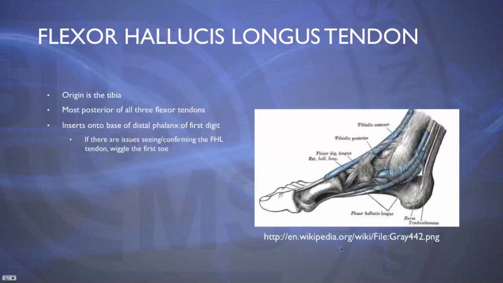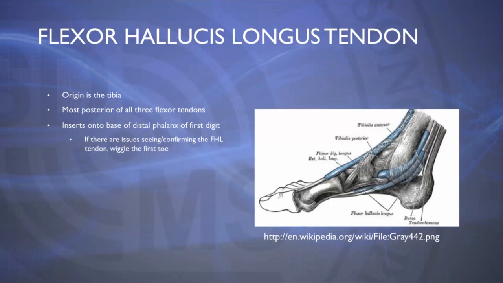Moving on now to the flexor hallucis longus tendon. This originates also at the tibia, most posterior of all of the three flexor tendons, inserting on the base of the distal phalanx of the first digit. If there are issues seeing this tendon, which there very well could be, you can confirm that the FHL tendon is truly what it is by wiggling the first toe.